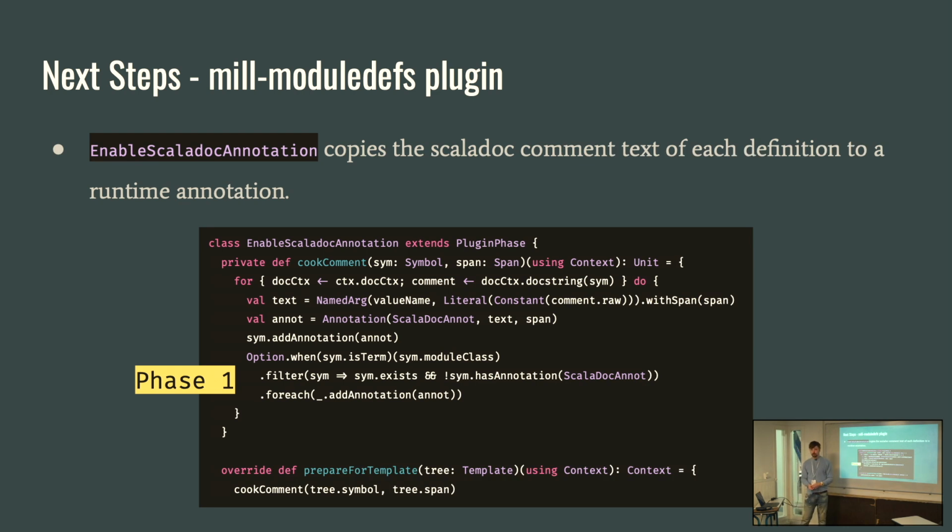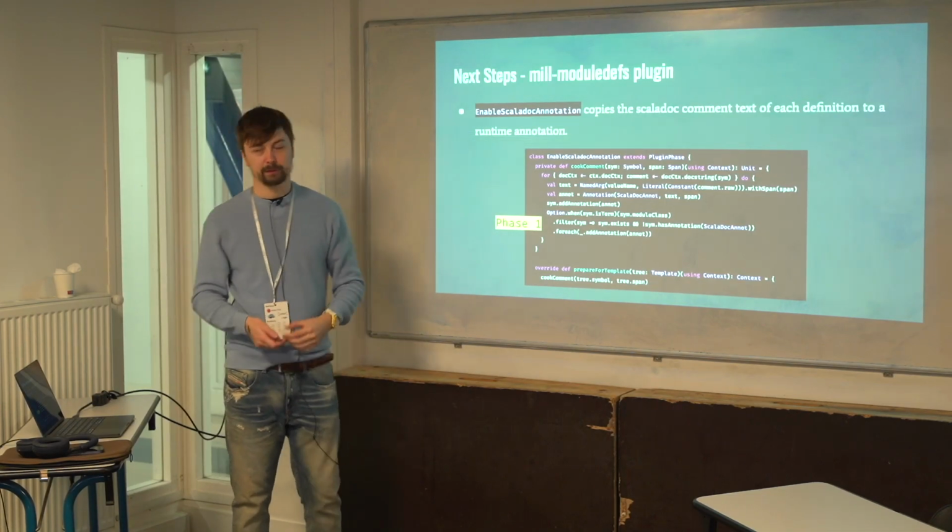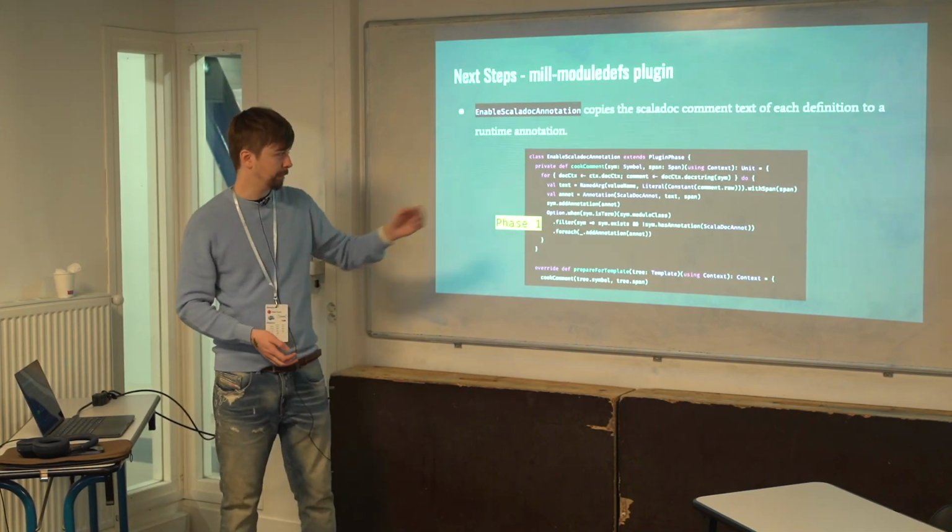And also, for the inspect command, it basically in Mill allows you to read the documentation of the task. So there's a plugin that goes through the Scaladoc and just puts it into an annotation on the class, so reflection can access it. So I just had to implement that.